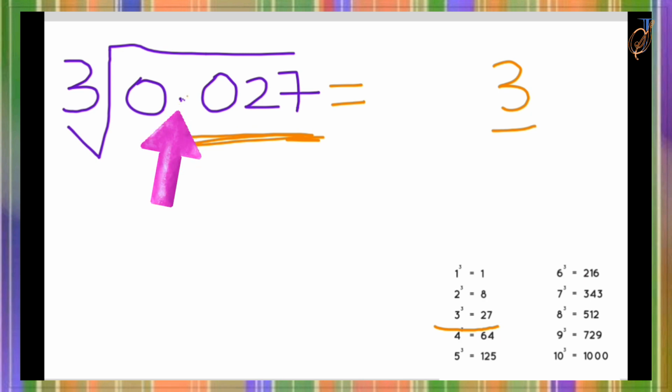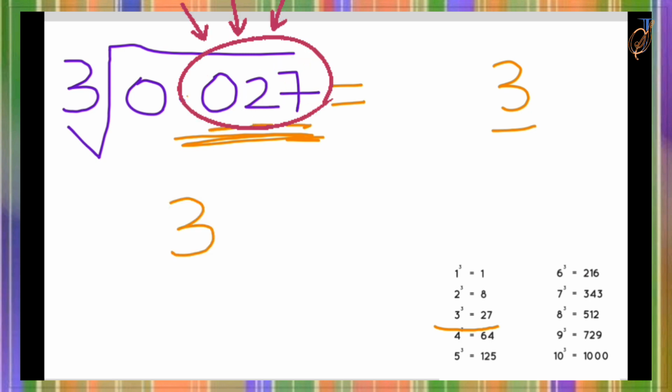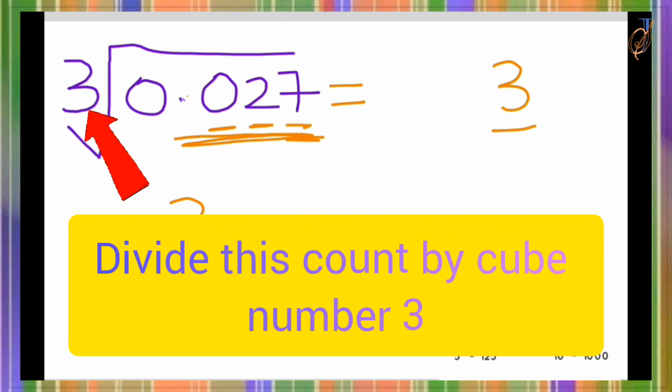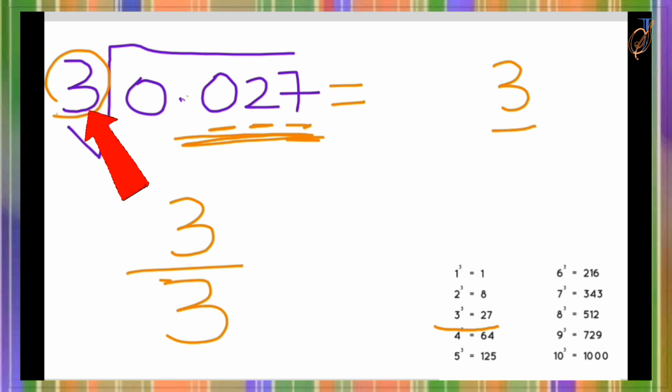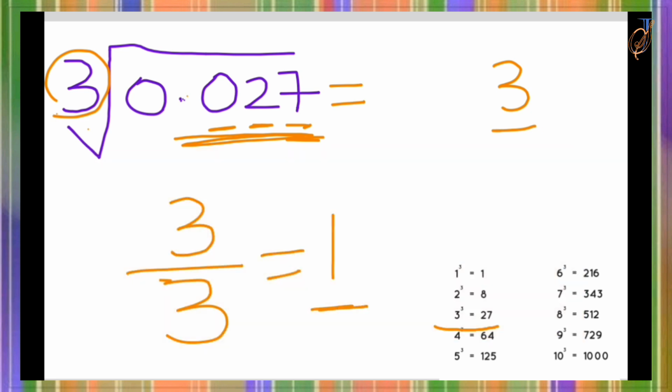After the decimal point, you have to count the number of digits. So we have 1, 2, 3. There are 3 digits after the decimal point. Divide this count by the cube number 3. What will we get? We will get 1. So 1 means place the decimal point one place before in your result. So this is the one place. So before 3 you have to add your decimal point.